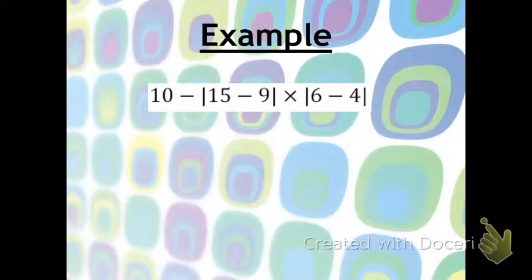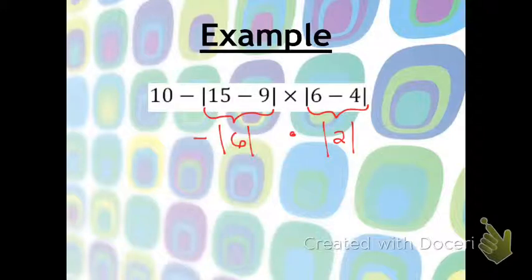What you're going to see are just more challenging examples of order of operations, but with absolute value in it. So here's an example. Again, remember I mentioned that absolute value works like a grouping symbol. So you're going to simplify what's inside of these grouping symbols first. 15 minus 9 is 6. 6 minus 4 is 2. And then the remainder of the problem stays the same.